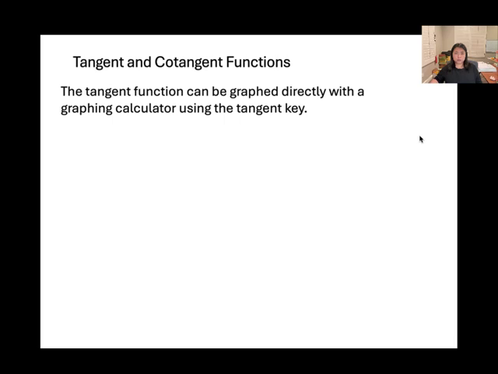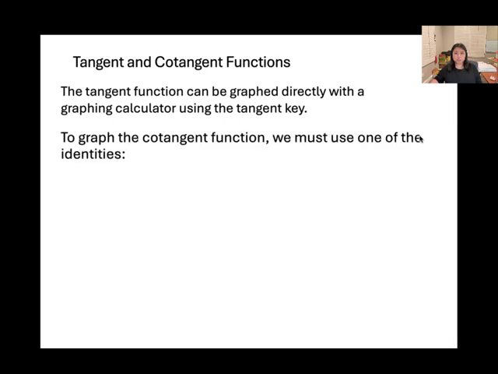The tangent function can be graphed directly with a graphing calculator using the tangent key. To graph the cotangent function, we must use one of the identities. So if you want to graph the cotangent, use 1 over tangent x, or you could do cosine over sine.